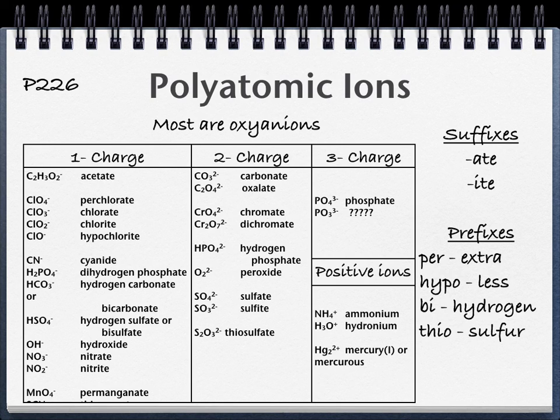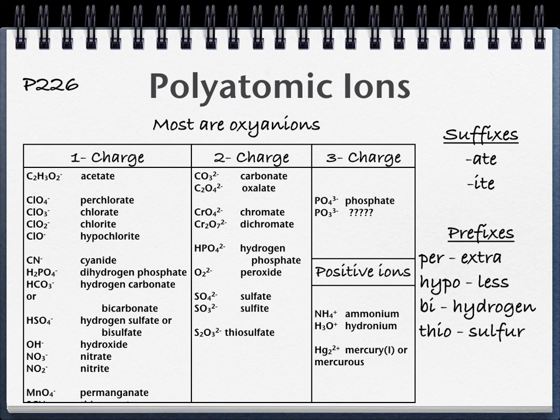So if I'm under the column that says a 3- charge, there's a formula for phosphate, PO4 with a 3- charge. Can you guess the name of the PO3 with the 3- charge? Hopefully you've guessed phosphite and you would be correct. So the endings, ate and ite, not only tell us that we're dealing with a polyatomic ion, they also tell us a relationship with the number of oxygens.